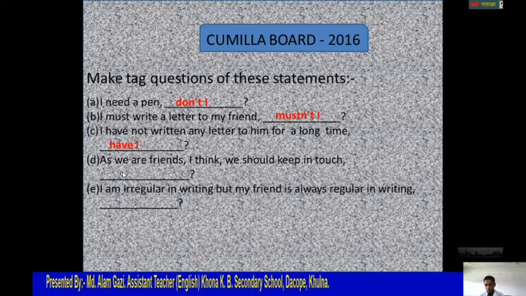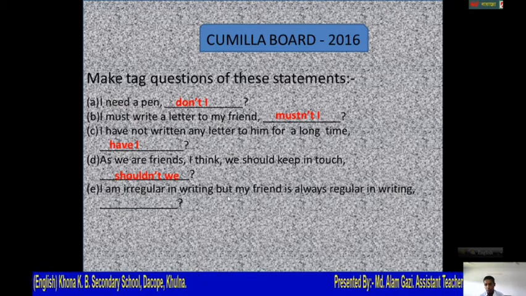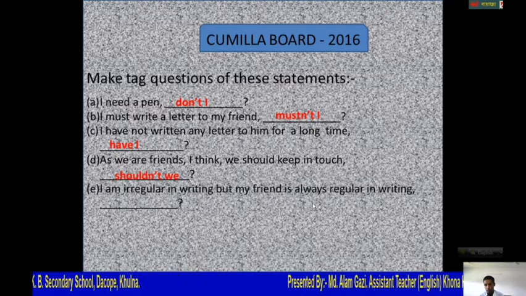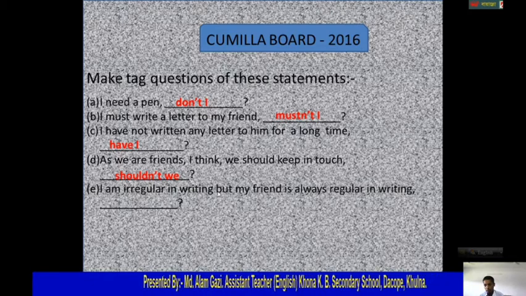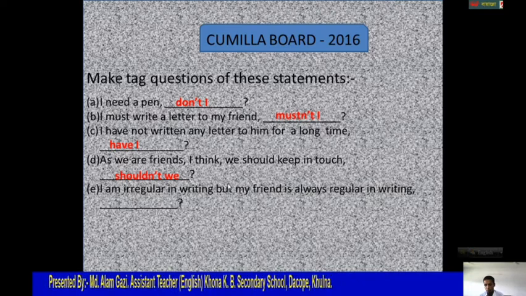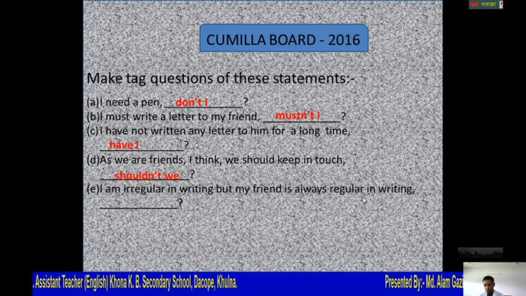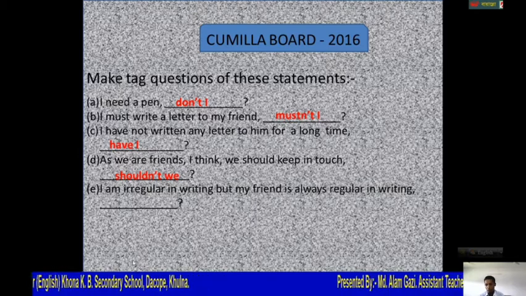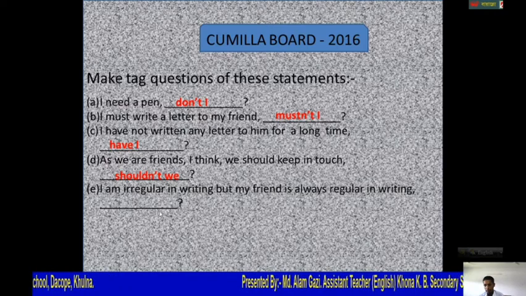So, tag question will be shouldn't we. Question E. I am irregular in writing, but my friend is always regular in writing. Dear students, you have to remember when two sentences are connected with a conjunction like but and or, then we will form the tag question of the last sentence. That means my friend is always regular in writing. We will form the tag question according to this sentence. So, tag question will be isn't he.